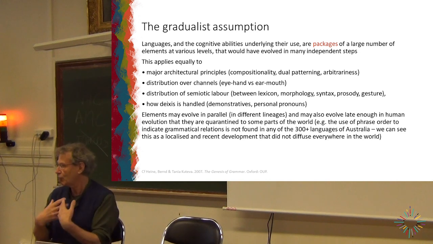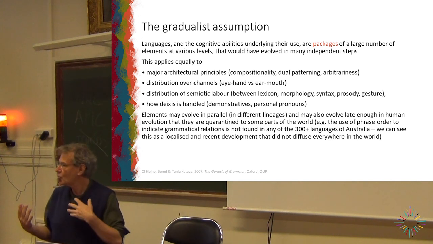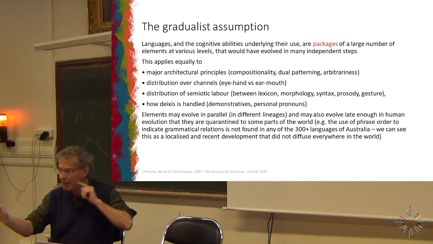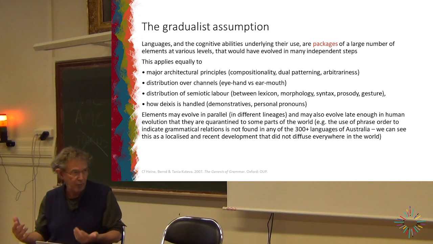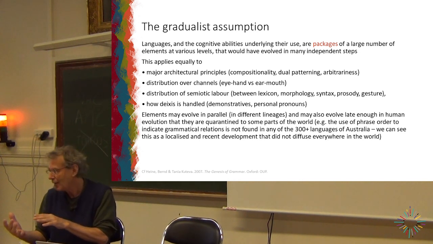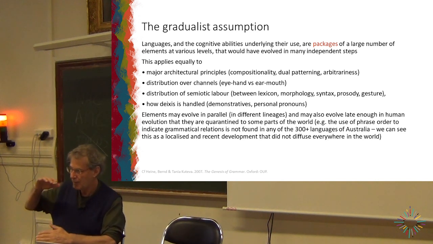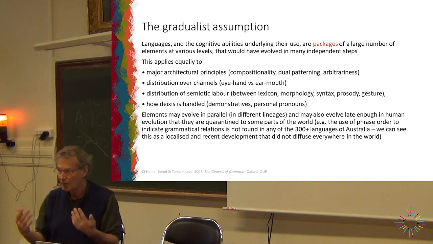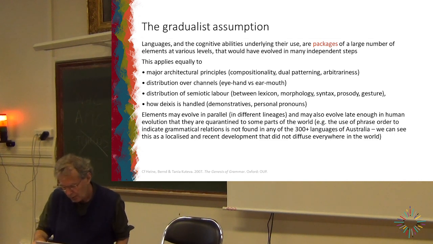And this is the same whether we're talking about really major architectural principles like compositionality or dual patterning or arbitrariness or the distribution over channels. So what goes in the mouth-ear channel and what goes on the eye-hand channel. If you take a view that language was originally primarily gestural in origin, and then with the human invention of fire, for example, which made fireside chats something that became more important, that's part of what the Planer and Sterelny book argues, that would have seen a shift in the division of labour between those two channels, but not everywhere, because if you are deaf, of course, you've stayed in the hand-eye channel.